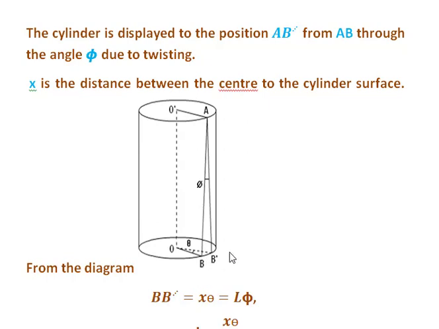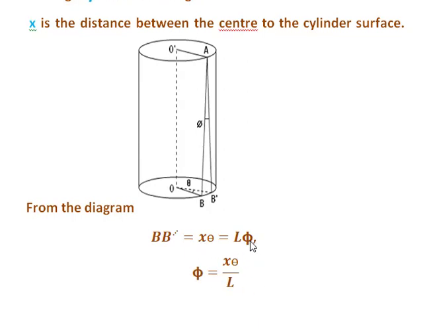From this diagram, BB dash is equal to x into theta. This triangle is equal to this triangle, so this x theta is equal to the length L into the angle phi. So x theta is equal to L phi.